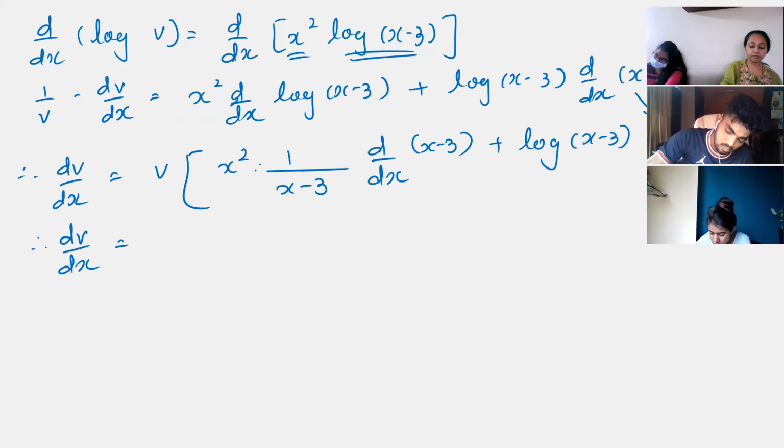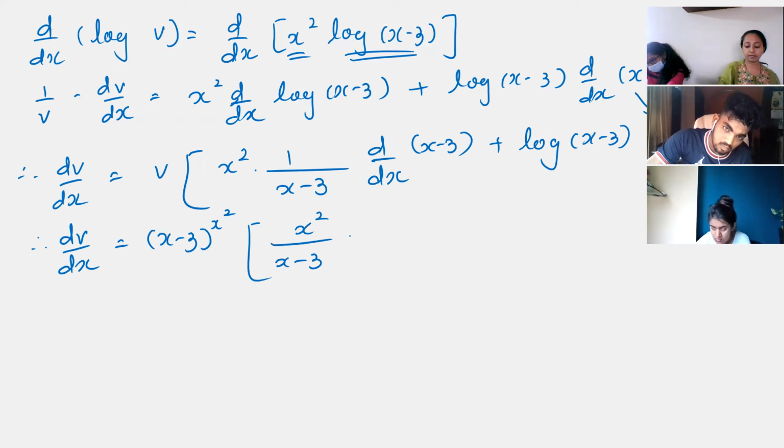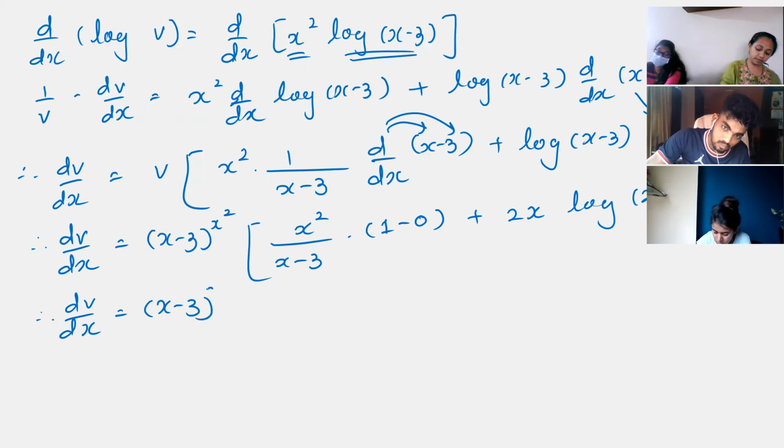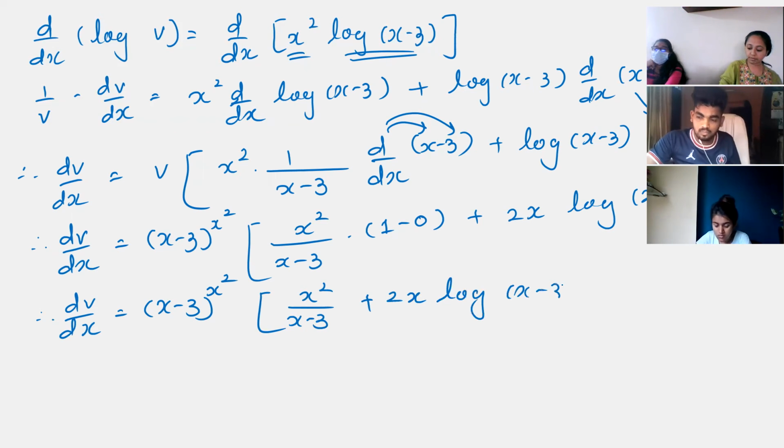dv by dx. What is our v? It's (x − 3) to the power x². In the numerator, x − 3 into d by dx of (x − 3), that is 1 minus 0 equals 1, and 2x comes in front. That is how dv by dx is (x − 3) to the power x² times [x²/(x − 3) + 2x log(x − 3)].